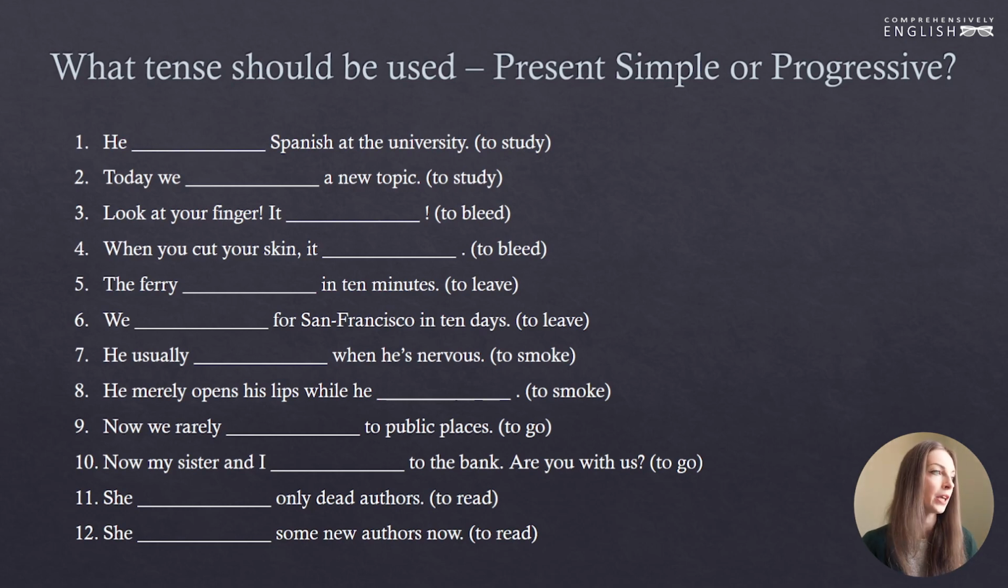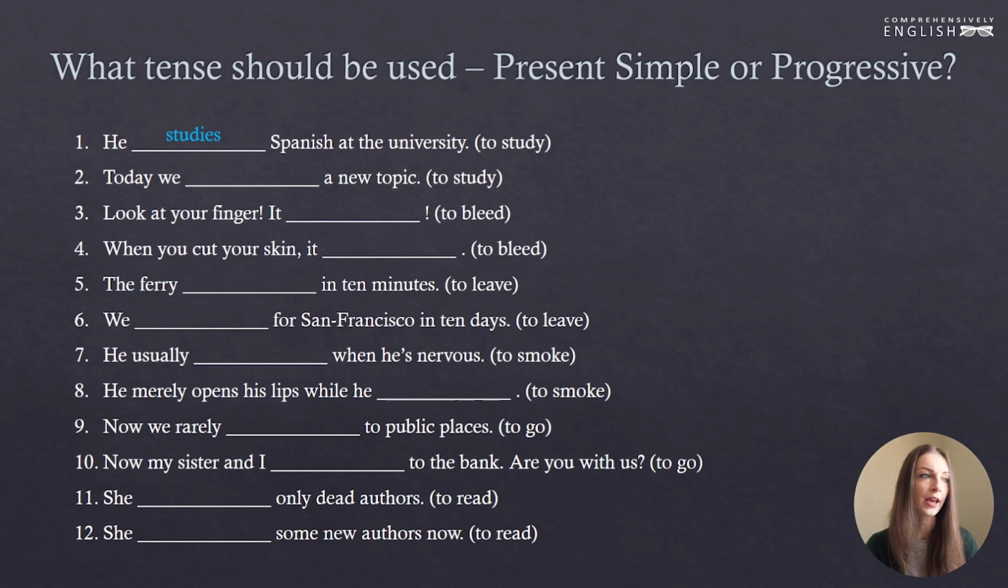Let's check. He studies Spanish at the university. Why? Because that's what he does. He goes to classes every day, 5 days a week. Pay attention that we replace Y with I and then we add the ending es. I have explained that already in this video, but I will remind you, we do that because we have a consonant before Y, that is letter D.